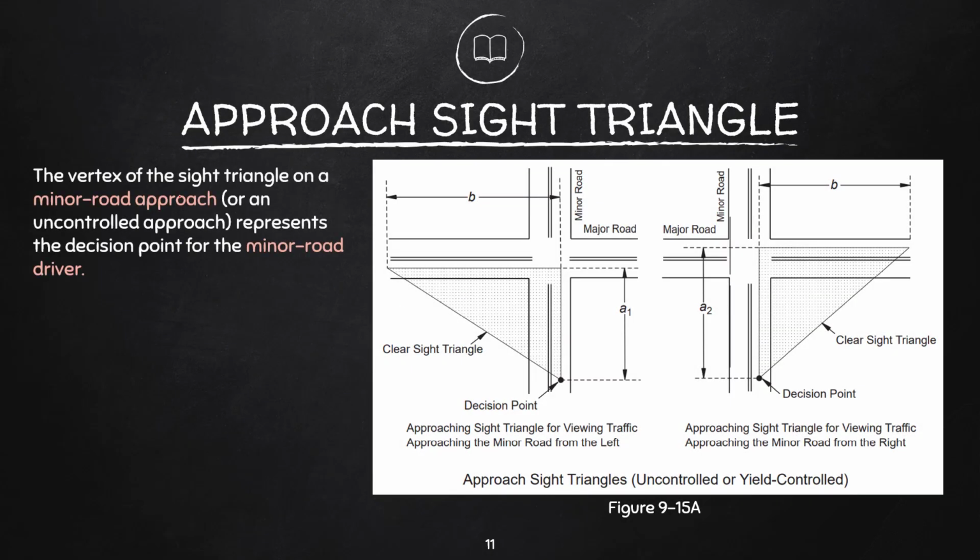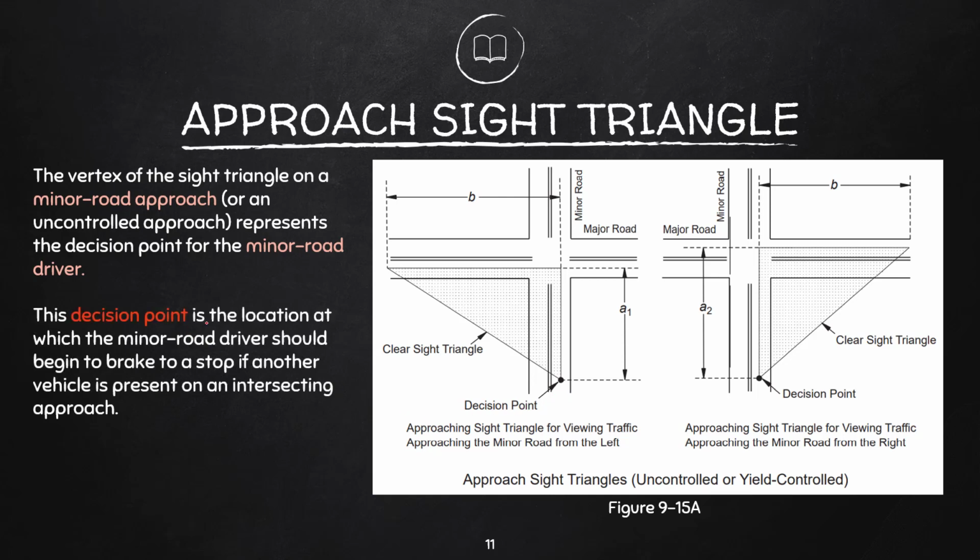So the vertex of the sight triangles on the minor road, here is the minor road, because that is where the driver will be coming from. The major road is where he will be crossing. Okay? Or an uncontrolled approach represents the decision point for the minor road driver. So I have placed the driver here a while ago. The minor road is in this portion.